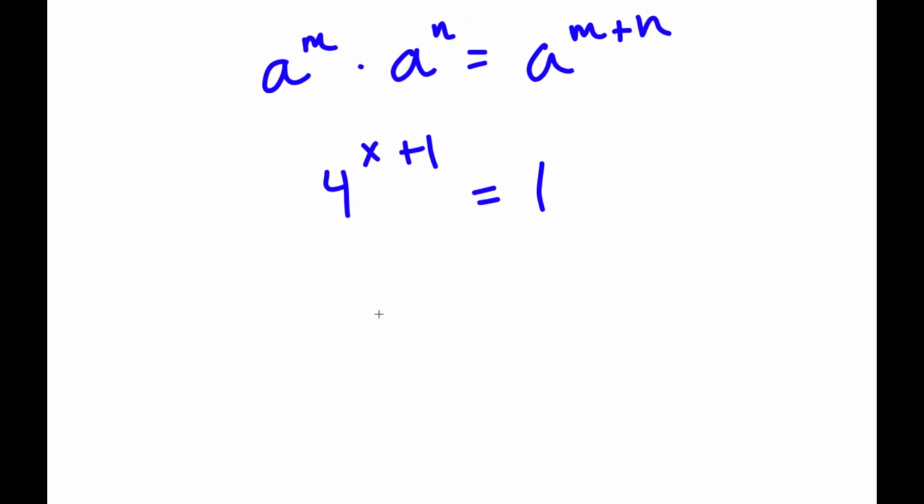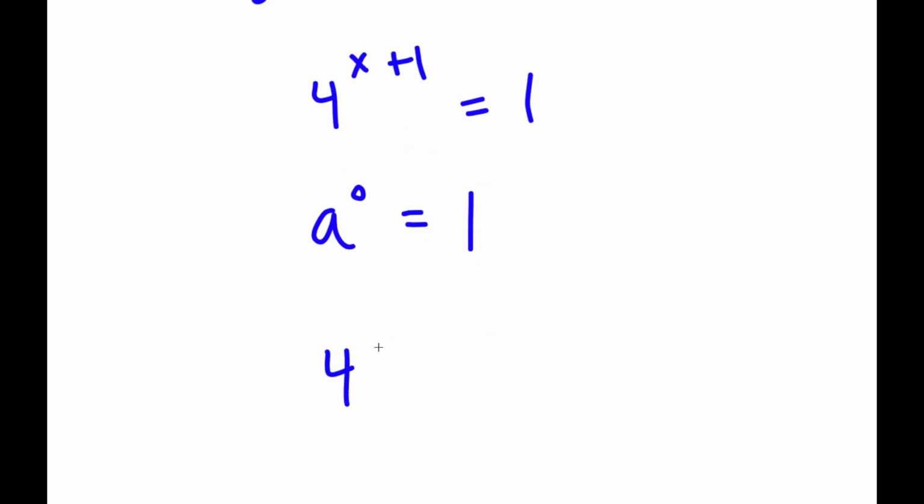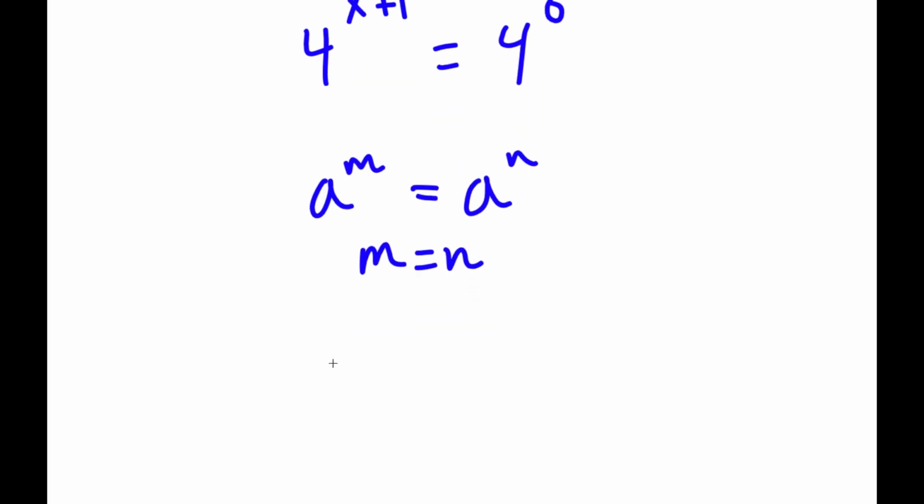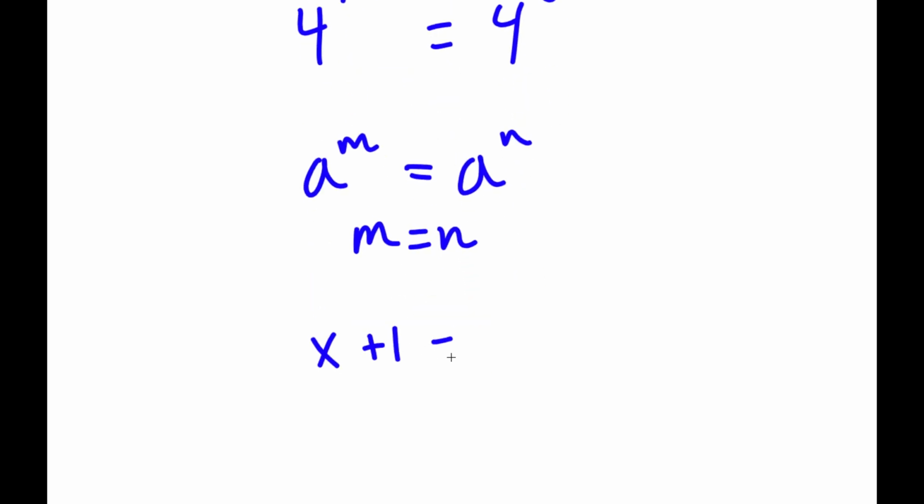Now, if I have something in the form, anything to the power of 0 is equal to 1, meaning I can replace 1 here with 4 to the power of 0. So now I have 4 to the power of x plus 1 is equal to 4 to the power of 0. Now, if I have something in the form a to the power of m is equal to a to the power of n, this means that m is equal to n. So in this case, x plus 1 is equal to 0.